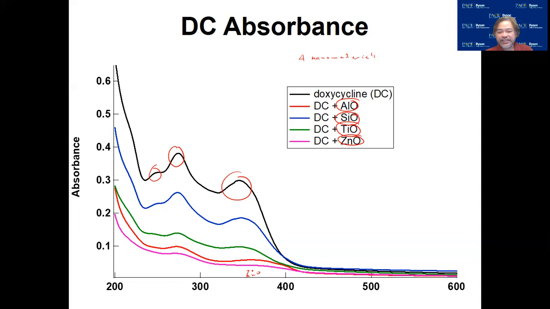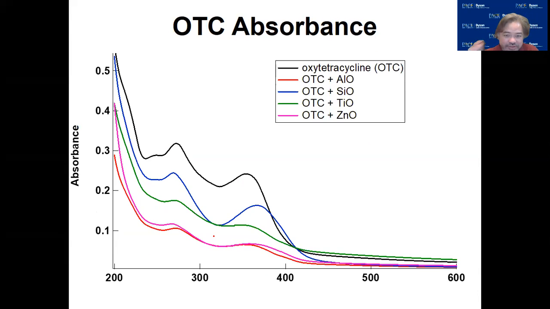And then you have aluminum oxide. The one that is, we could say, the least would be the silicon oxide. They almost have the same peak. So aside from the reduction of the absorbance, you can also look for a change in the peak shape like this one. From here, it moves towards here. That means something is happening to the antibiotics when we mix them with the nanomaterials. So that's for the doxycycline.